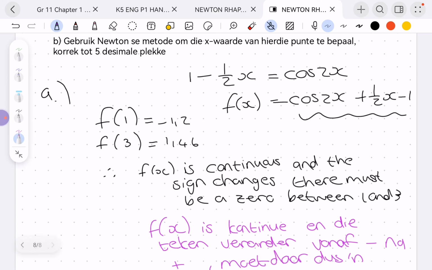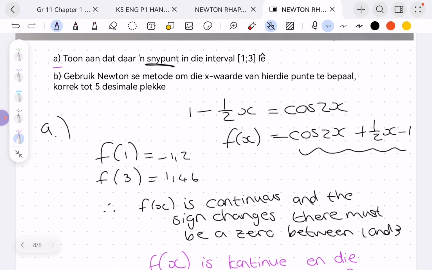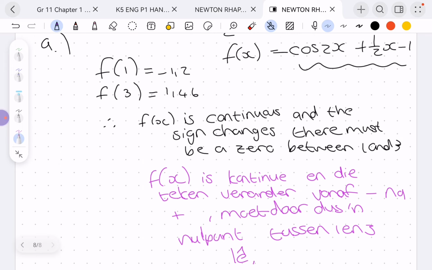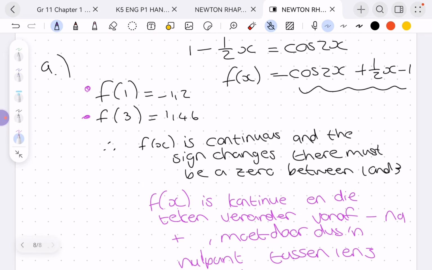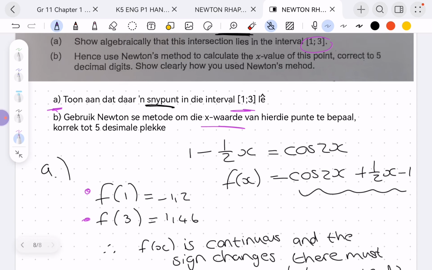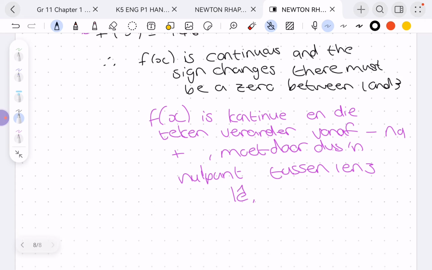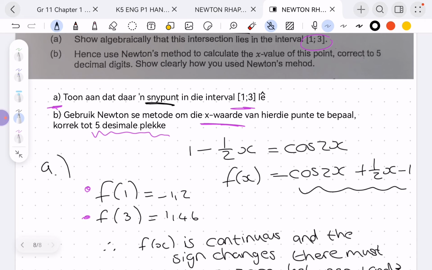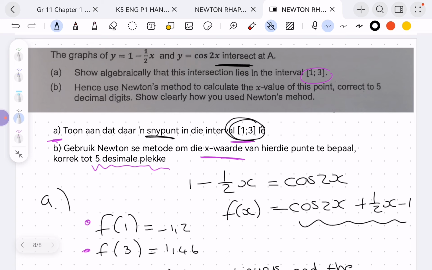Good. So that's our first one. Show that there is an intercept in that interval. So I put it into the function and I check whether the sign changes. Then they say use Newton's method to solve for that x value to 5 decimal places. We know Newton's method. Okay, so now we know our first approximation, x1, must be somewhere between 1 and 3.